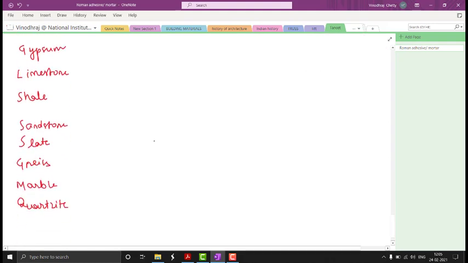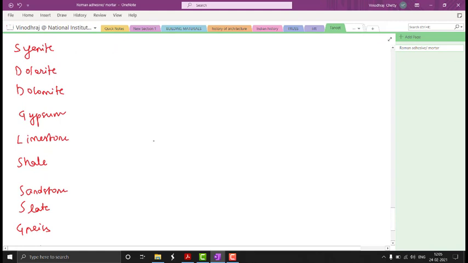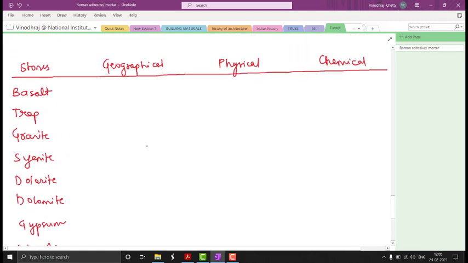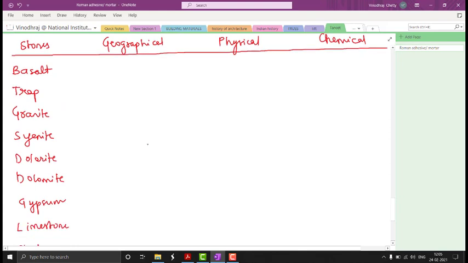Okay, so I have just classified them. So BTG, SDD, GL triple S, GMQ. That's how I remembered. So you can do whatever you like, shortcuts to remember this.